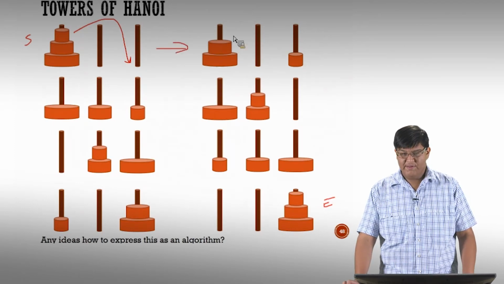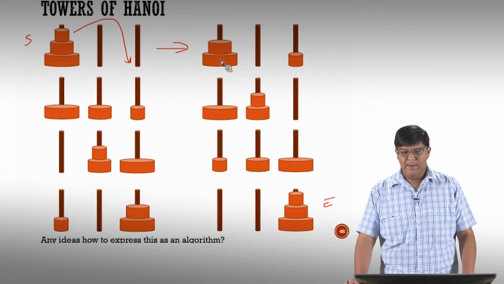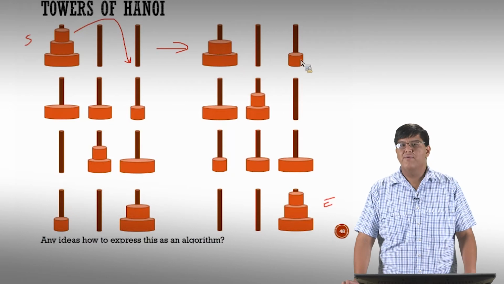So now my smallest piece is over here. My two remaining pieces are on the initial rod. So it looks good. Following the rules, playing the game, I've made a little bit of progress towards my goal of moving all the disks to the final tower.